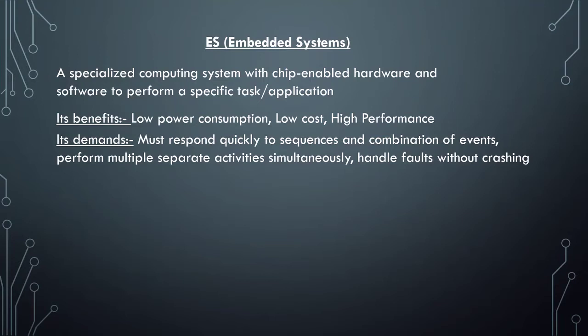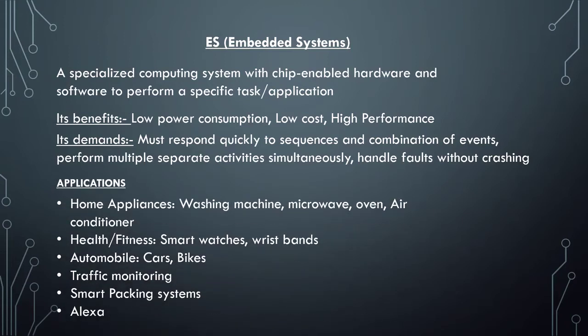Its demands are that it must respond quickly to sequences and combinations of events, perform multiple separate activities simultaneously, and handle faults without crashing. What are some of the applications of embedded systems? We have home appliances such as the washing machine, the microwave oven, the air conditioner, etc. Also, we have health and fitness appliances such as smartwatches and wristbands.